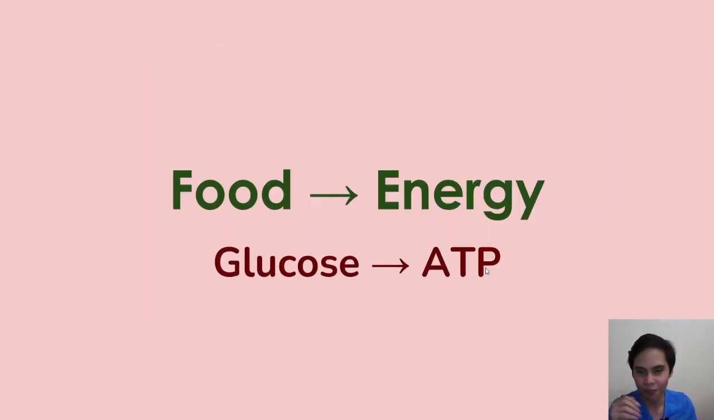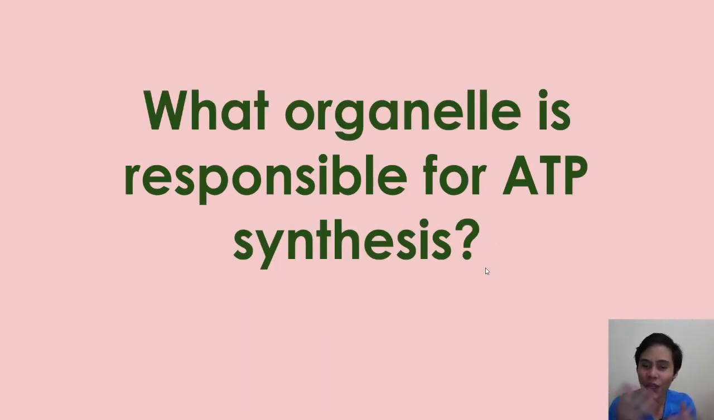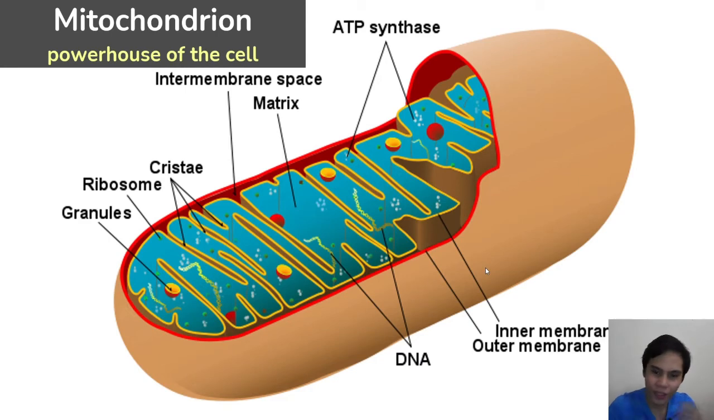So basically, food begets energy. But in chemical terms, we can think of it as glucose being converted into ATP. So the organelle responsible for this ATP synthesis is the powerhouse of the cell, the only thing that people ever remember, the mitochondrion. So the mitochondrion has all of these special parts.